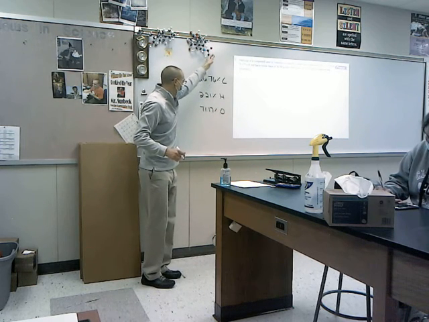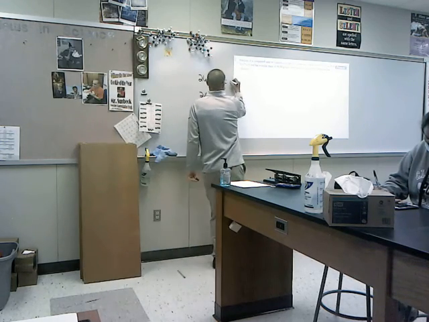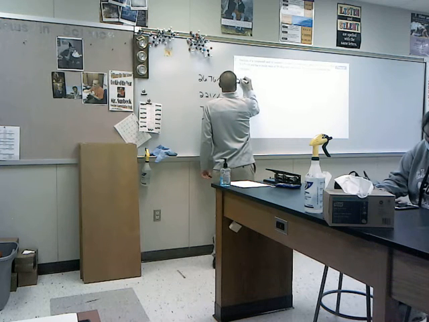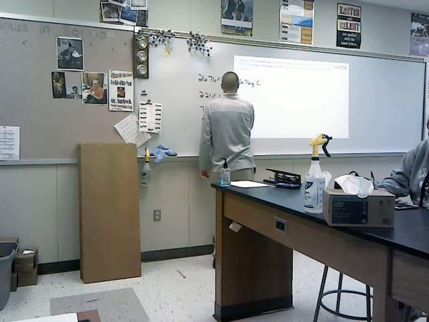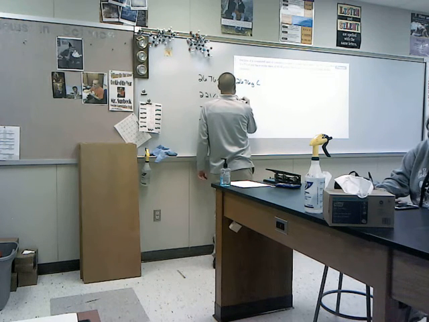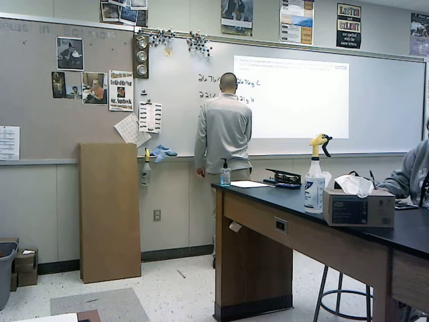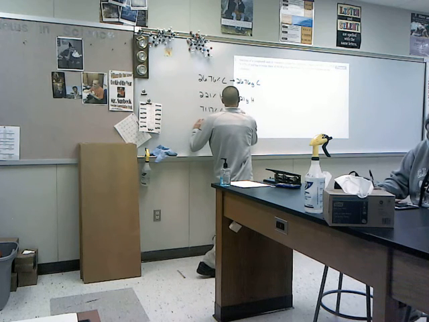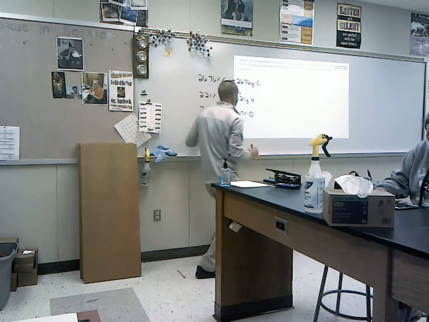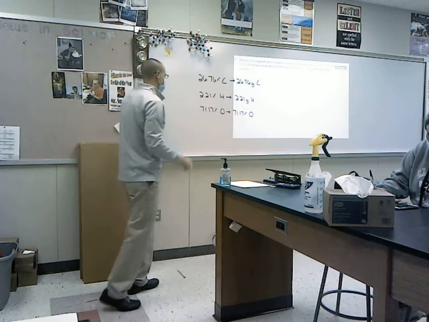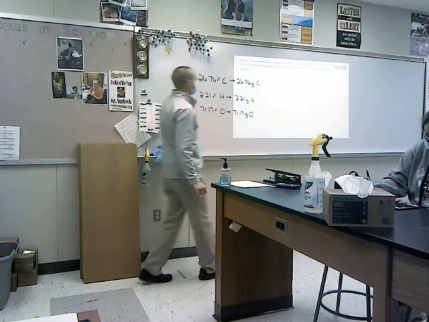What do we do now? We take the percents and we make them what? Grams, right? So we get 26.76 grams of carbon. We get 2.21 grams of hydrogen, and we get 71.17 grams of oxygen. Whoop, my bad. There we go.